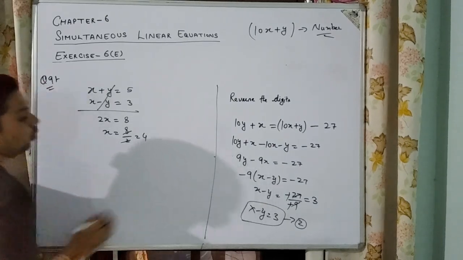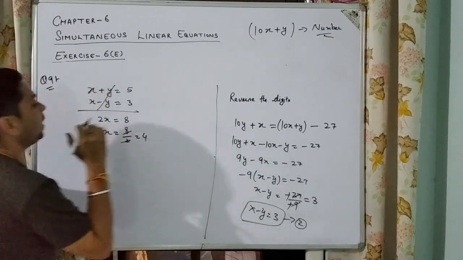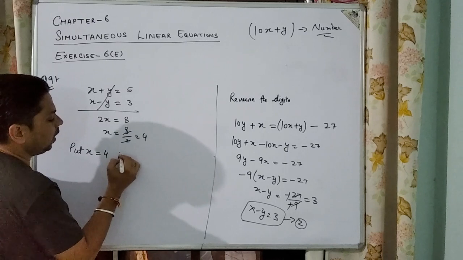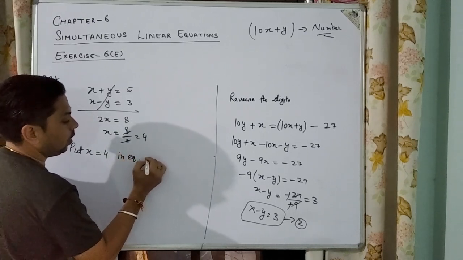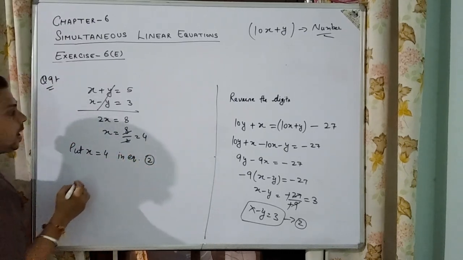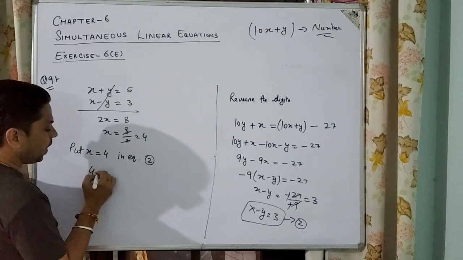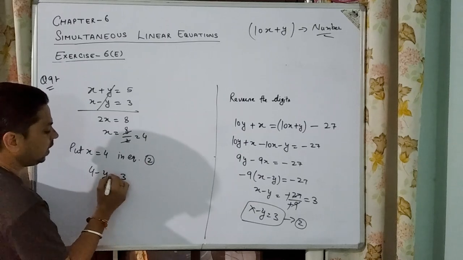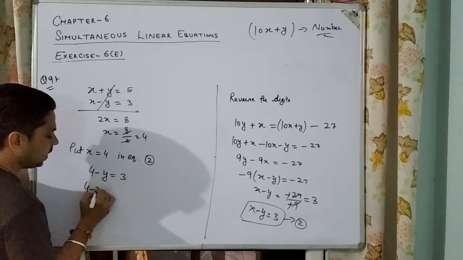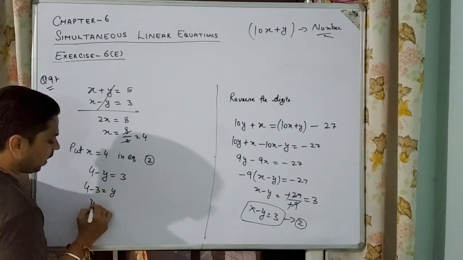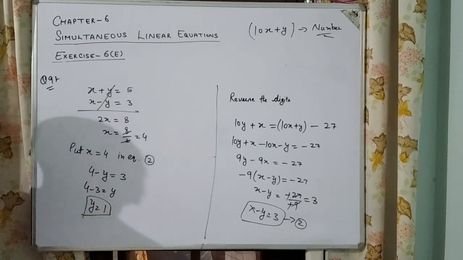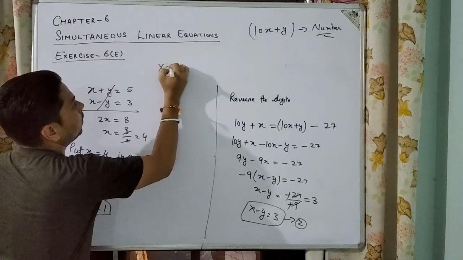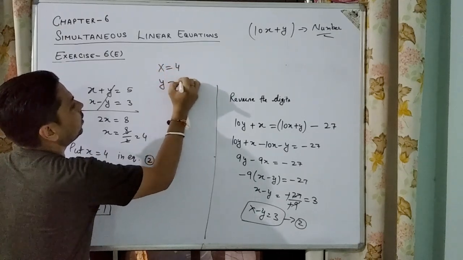Now put this value in equation 2 or 1. Put x is equal to 4 in equation 2. So what will we have? We'll have 4 minus y is equal to 3. So 4 minus 3 is equal to y. y is equal to 1. Two values are there: x is equal to 4 and y is equal to 1.